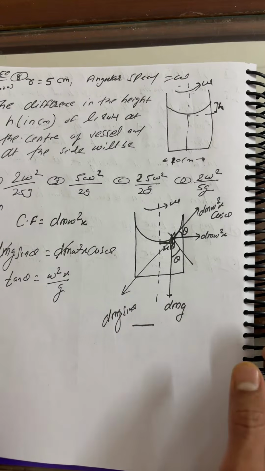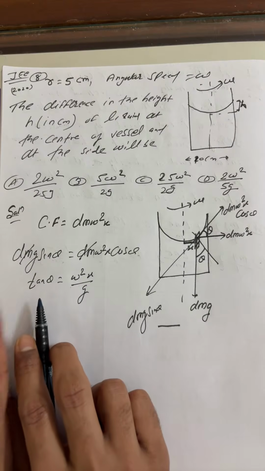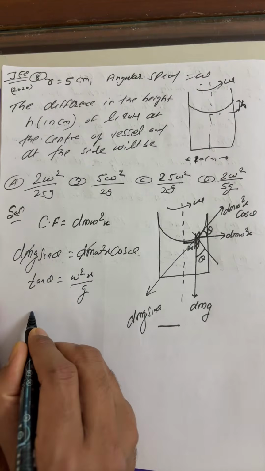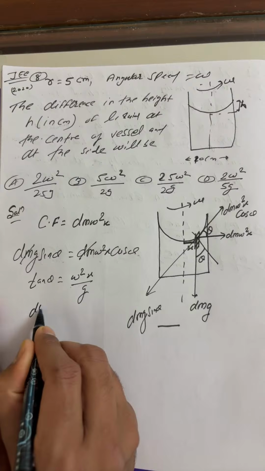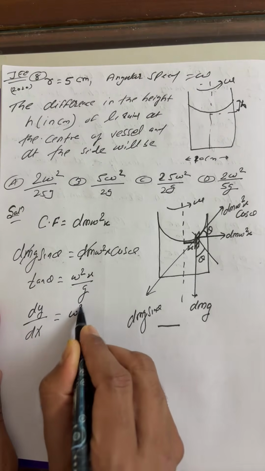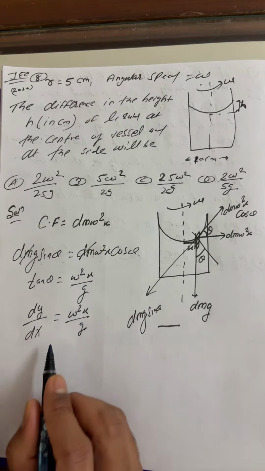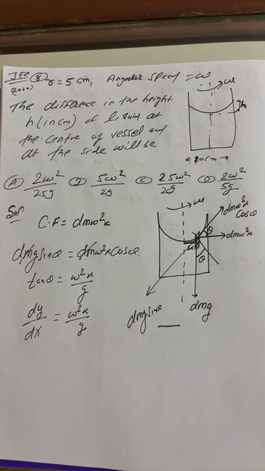I hope all of you know this, it's basic mathematics. Tan theta I can replace by dy by dx. So dy by dx equals omega square x upon g. Just apply the concept of variable separable.